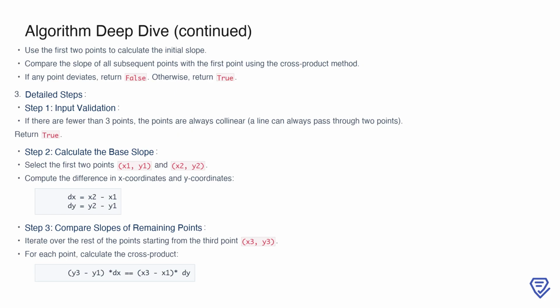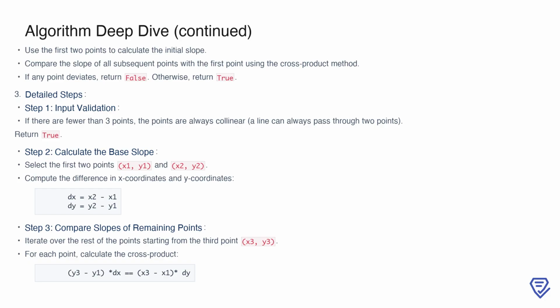The algorithm begins by calculating the slope between the first 2 points, which serves as the reference for the rest of the points. Using the cross-product method, we can then iterate through the remaining points and compare their slopes relative to the first point. If any point deviates from the initial slope, we conclude that the points are not collinear and return false. The algorithm handles edge cases as well.